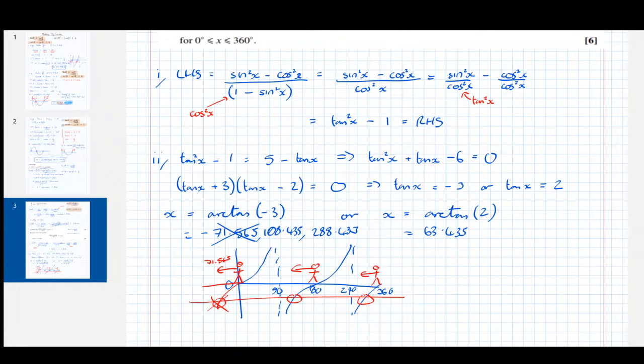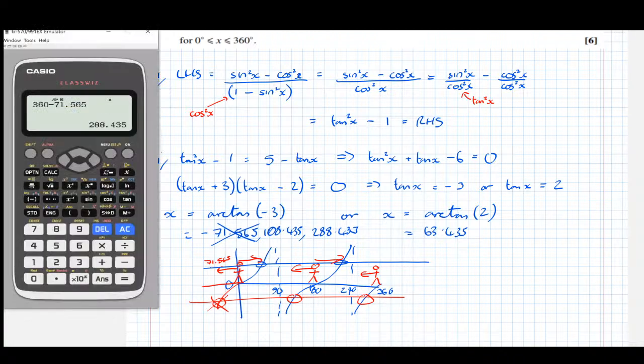And 63.435, well, arctan of 2, so 2 is roughly there. So this person here has to travel 63.435 from where he stands, so this one the same amount, so 180 plus 63.435, which is 243.435.